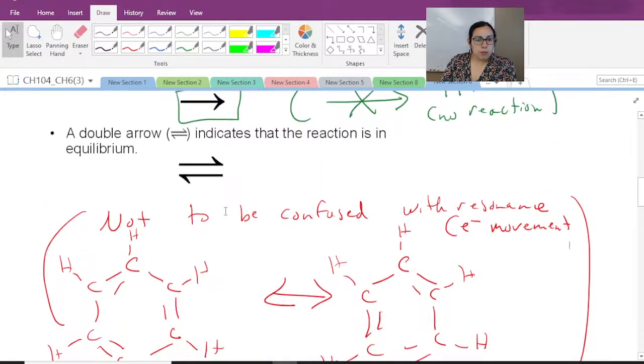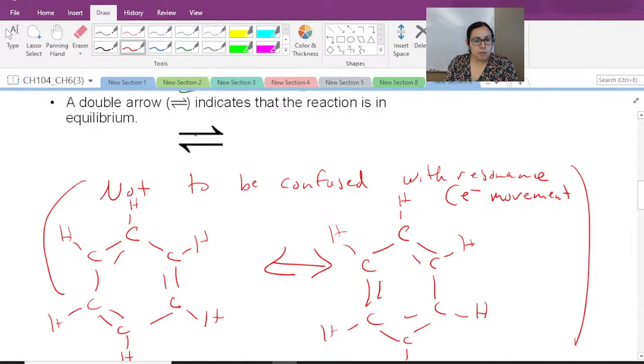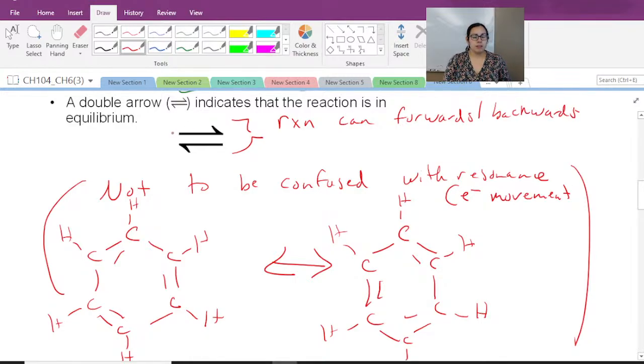But our equilibrium, this little double-headed half arrow, shows that it's in equilibrium, which is really saying that our reaction can go forward and backwards. So again, when we see that equilibrium arrow, it may shift forward, or it may shift back towards the reactants, depending on the conditions. And so that's what you saw in lab.